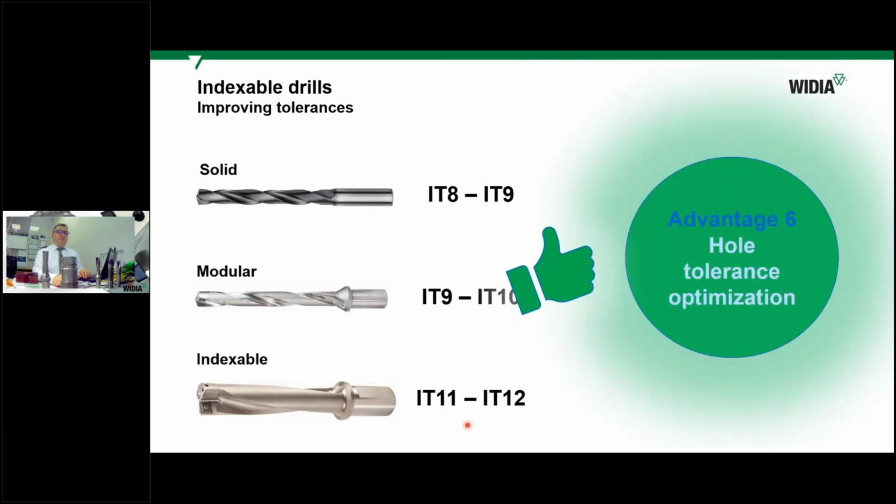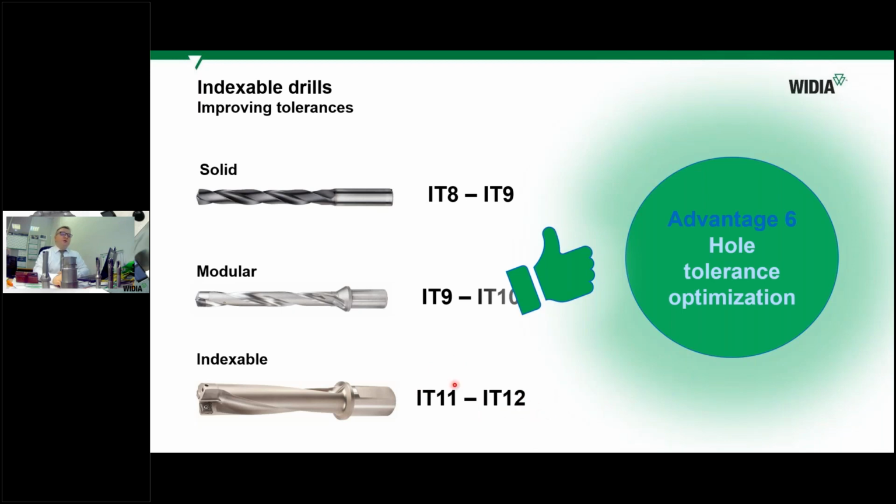Next advantage is similar to the previous, so it's like a result of the previous. By moving the axis to plus or to minus, we can adjust the tolerance of the hole. Basically, you know that indexable drills produce holes not super precisely. So it's maybe one of the disadvantages of this tool, from allowance 11 or 10 to allowance 14.